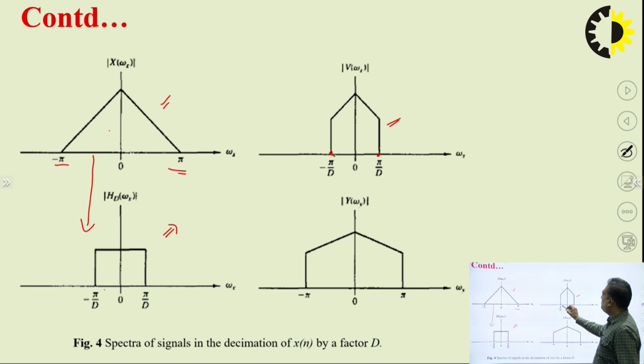When we do the downsampling, the spectrum is stretched by a factor of d, so it again becomes minus pi to pi. So this is the output that we are getting.